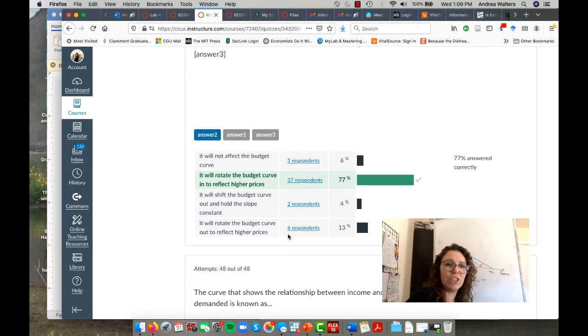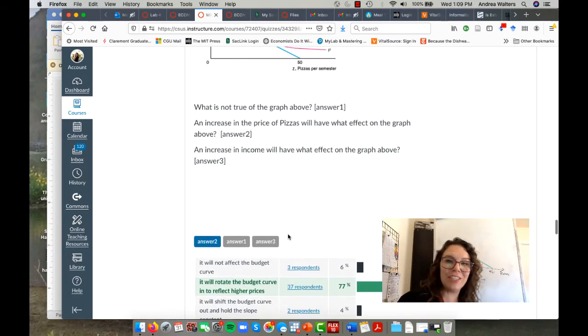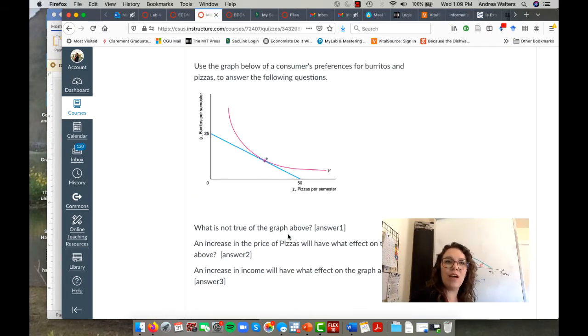It will not change the slope of the budget constraint. It will not rotate the budget constraint out, and it definitely will affect the budget curve, because if you think about it, if you have $100 to spend and the price of stuff you buy goes up, that affects your budget. That affects what you can buy, right?